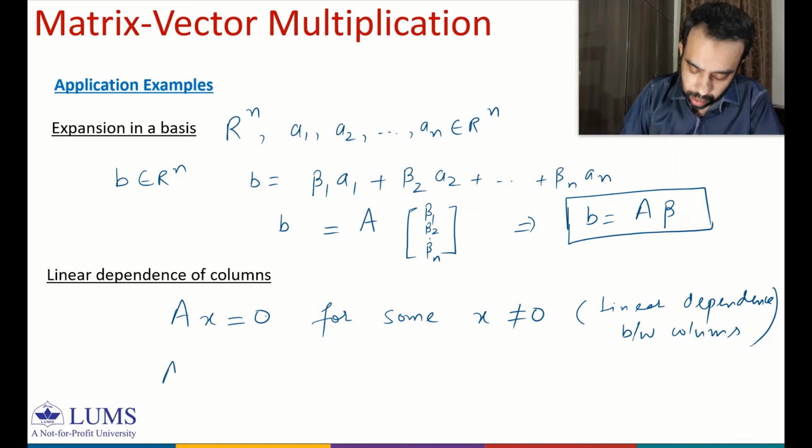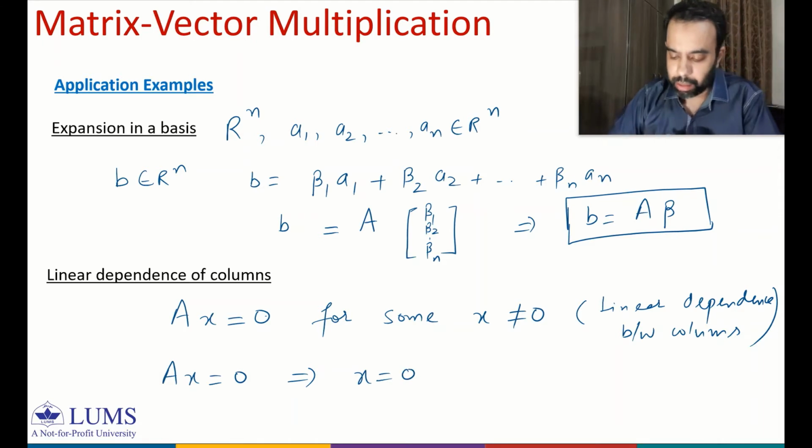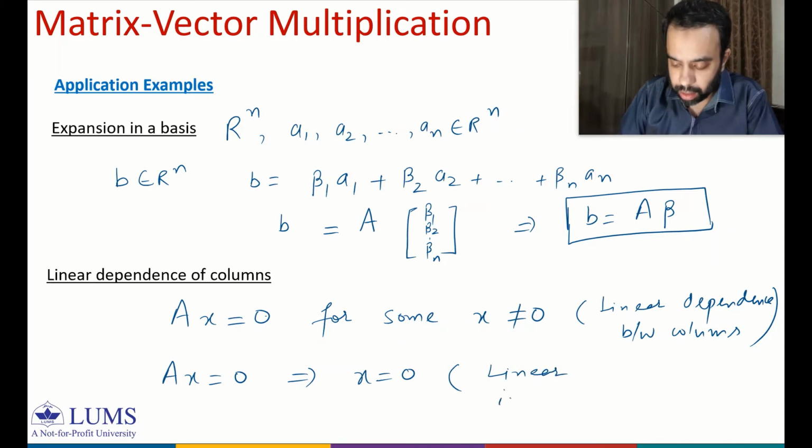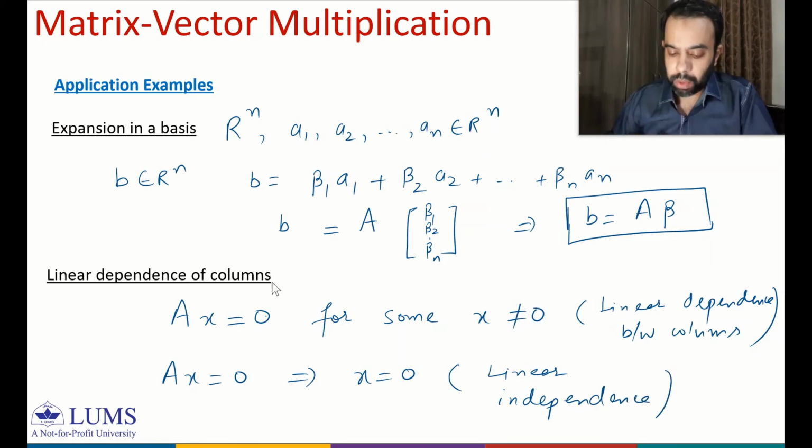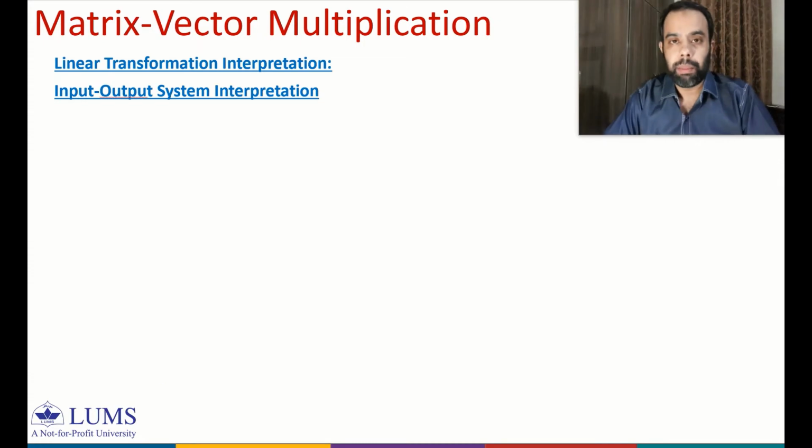If Ax is equal to 0 implies x is equal to 0, only then we have linear independence between the columns of A. These were a couple of examples to demonstrate the use of matrix vector product. Let me talk about some more interpretation of this matrix vector product.